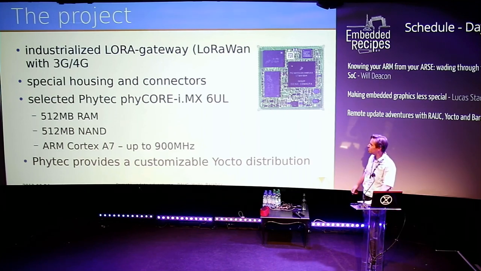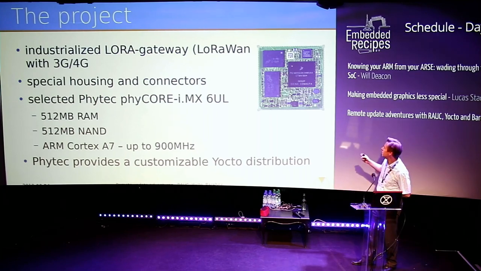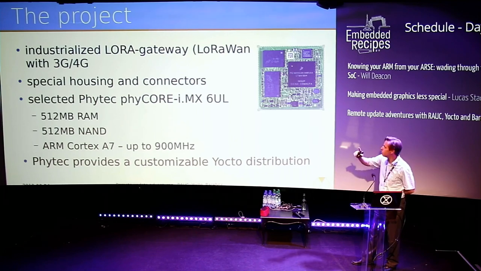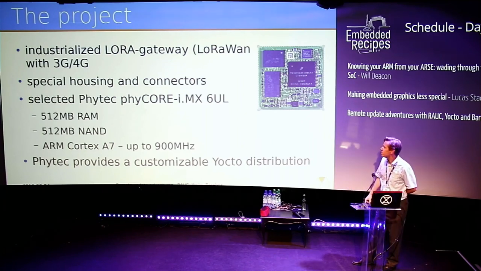So a gateway is something which is not battery powered, which has an antenna and which will receive the requests from the lower devices in a radius of 50 kilometers or more or less, and it will relay it to a cloud or to a server called a network server. So.